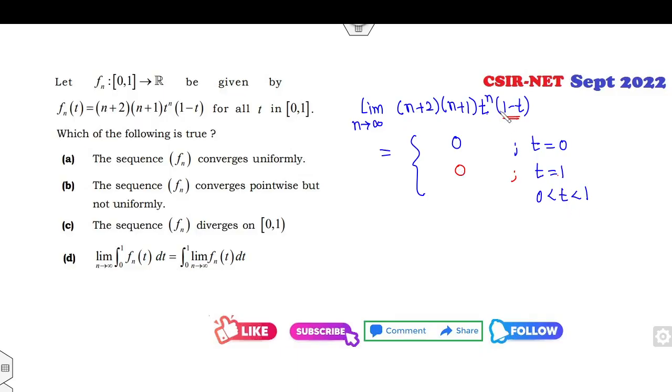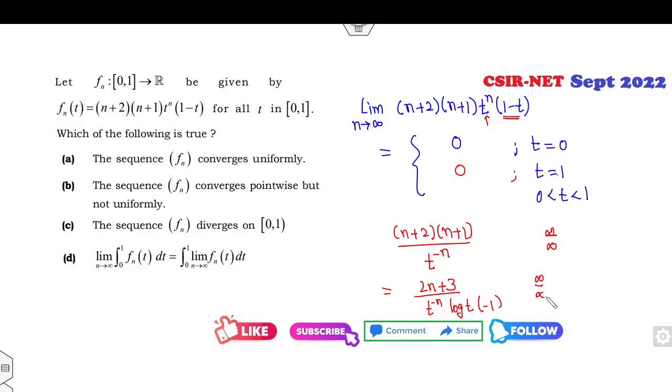And if t lies between 0 and 1, this component is 0, but this part is infinity. So I can apply the L'Hopital rule. I can write this quantity as t raised to power minus n. Then it is infinity by infinity form. Then if you take the derivative, it is 2n plus 3 over t raised to power minus n log of t into minus 1.